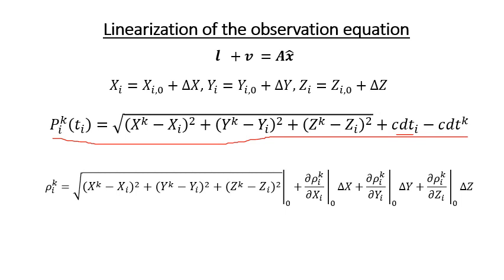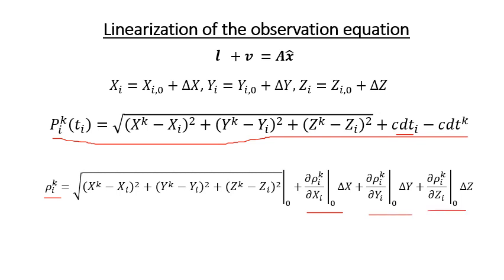The right-hand side's first term, the geometric distance, is denoted by rho ik here, and it is given by the norm. If we would like to linearize this term, we expand it into a Taylor series, and the nonlinear terms, the second, third, and fourth order terms, will be omitted, and we only deal with the first order terms. These are the linear terms.